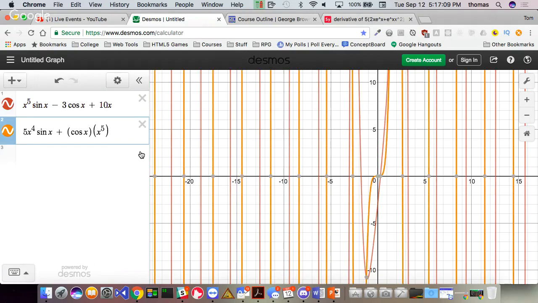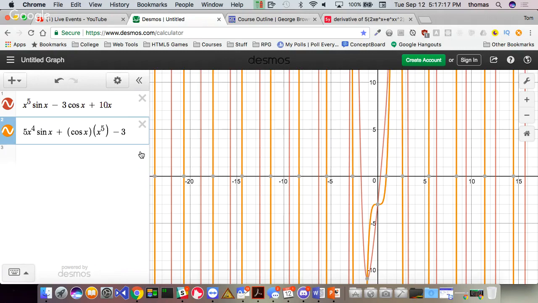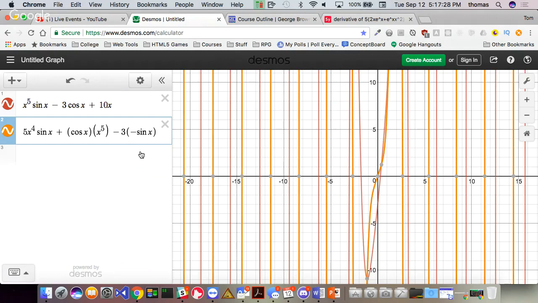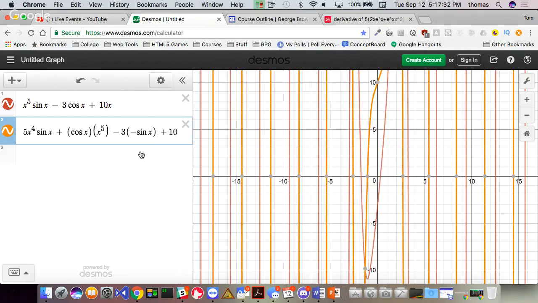So the first term, the second term, minus, right? Let's leave the second term intact, minus. We take the 3 out, right? Because that's the constant rule. And cosine x is negative sine x, right? So we put that negative sine x aside, right? And then plus 10. And that's your first derivative.